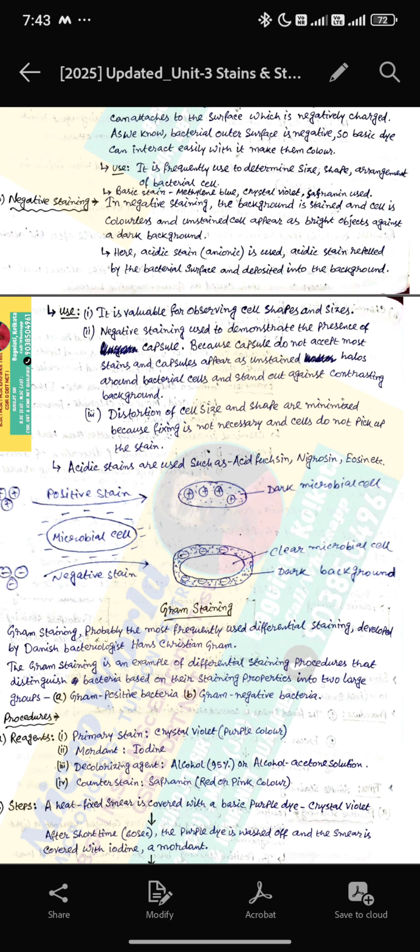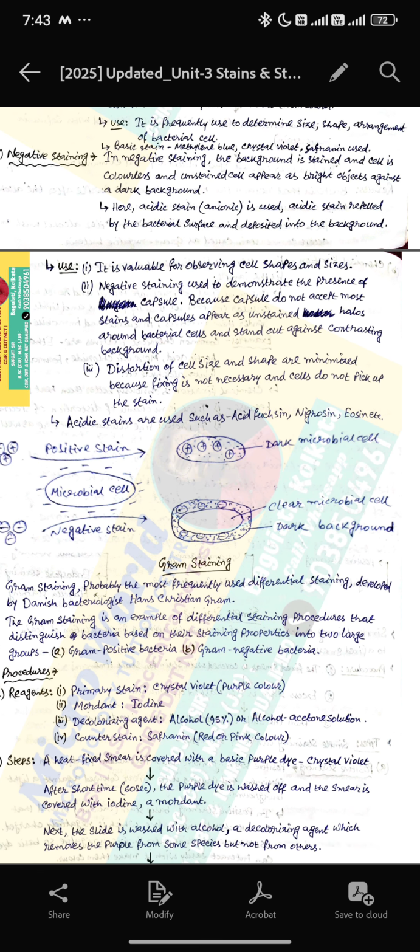Okay, so this you can remember that in negative staining, when you stain, the background is stained and the cells do not get stained, they are colorless, and the unstained cells appear as bright objects against a dark background. Okay, here acidic stain is used. Acidic stain is repelled by the bacterial surface and deposited into the background.